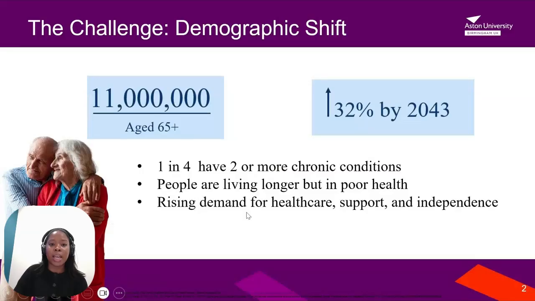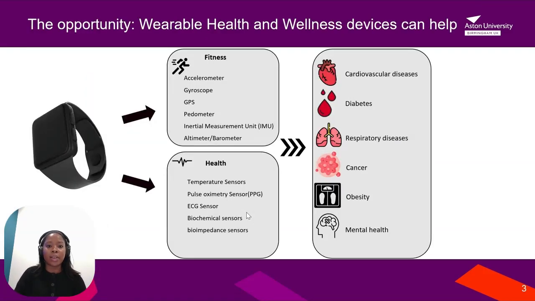As we know, in the UK, we're currently facing a demographic shift. We have more older adults over the age of 65 than we have children under the age of 5. And 1 in 4 of these older adults have 2 or more chronic conditions. These older adults are living longer, but they're often in poor health, and it creates a rising demand for healthcare support and independence. Wearable devices and Internet of Medical Things devices present an opportunity to assist with self-health management and also remote monitoring in smart healthcare systems, to help assist in chronic disease management and continuous monitoring of older adults.